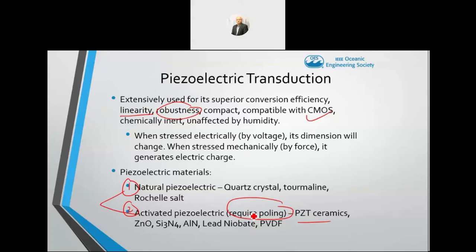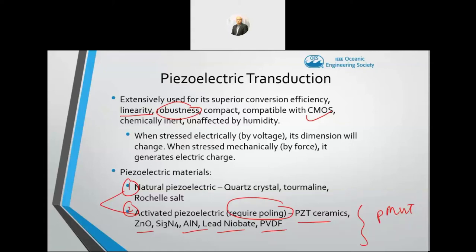We have so many options on the market. We have zinc oxide, aluminium nitride, lead niobate, and a polymer-based material such as PVDF. All of these materials are popular because they are compatible with MEMS processes. You can use a thin film deposition process and a thin film CMOS process for this type of material. These are the enablers of PMUT technology. PMUT is piezoelectric micromachined ultrasonic transducers.